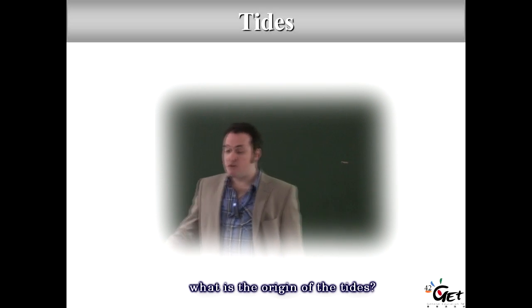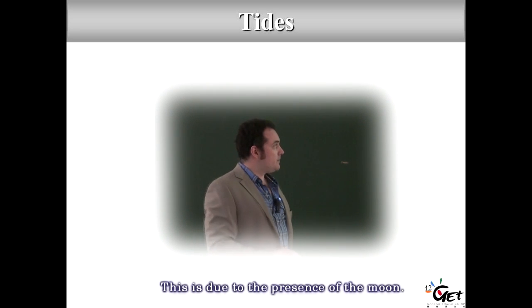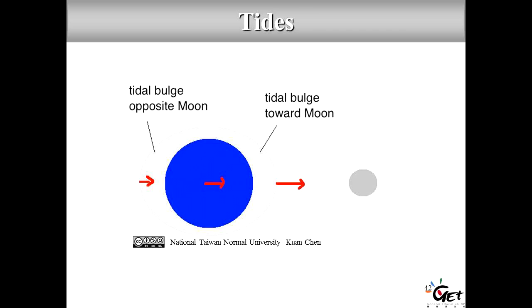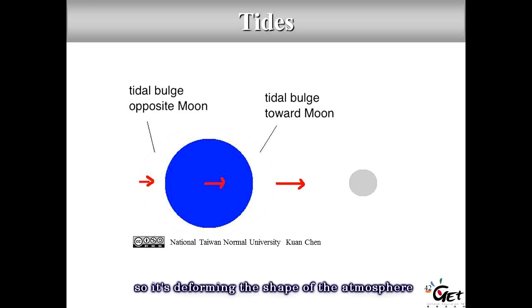So, what is the origin of the tides? This is due to the presence of the moon. So actually what happens is that, once again, this is not really to scale, but this is the atmosphere, or you can imagine this is the sea, for instance, the water level. And what happens is the water is attracted by the presence of the moon, so it's deforming the shape of the atmosphere and the shape of the water, because the attraction of the gravity by the moon is stronger here. So the way you can show that is through gravity.